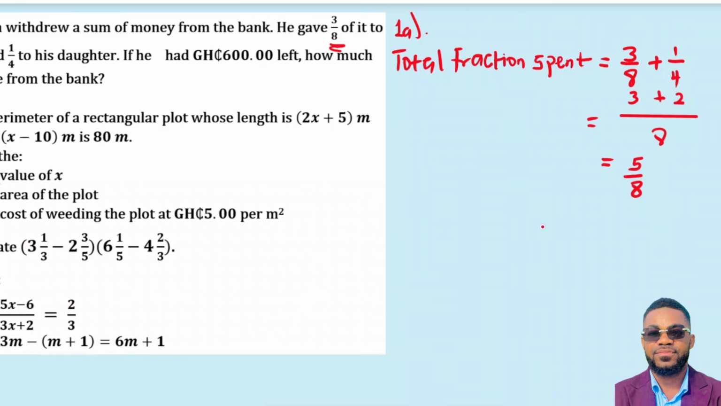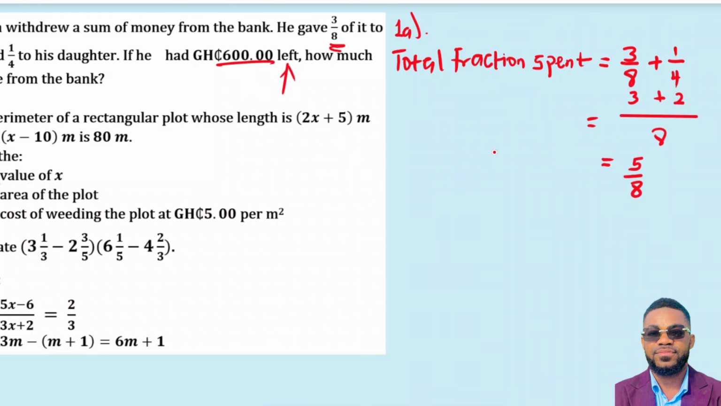Now let's say something. There was a connector given in the question. I always call this one a connector because we're going to connect it with a fraction to get the amount that he withdrew from the bank. Now they are saying that if he had 600 Ghana cedis left, the keyword is left. So we know the actual amount left, but we don't know the fraction left.